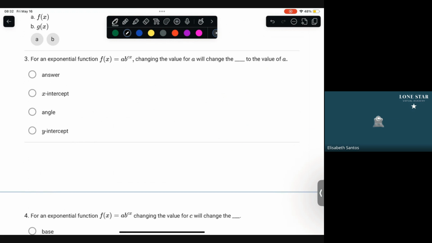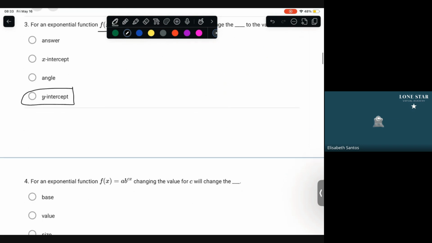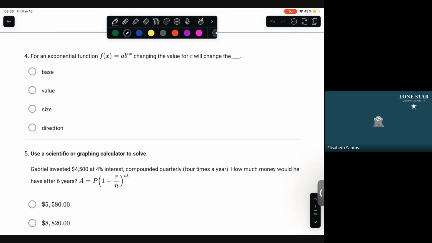Okay, so number 3, for an exponential function f of x equals A times B to the power of C times x, changing the value of A will change the y-intercept. Number 4, for an exponential function f of x equals A times B to the power of C times x, changing the value for C will change the base. So for example, if I had 2 to the power of 2 times x, well, right here, we should know what that is. What's 2 squared? 4 to the power of x. So the base changed. It went from 2 to 4.